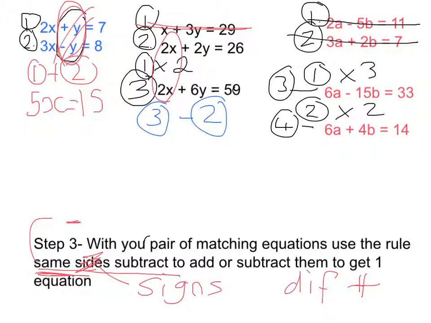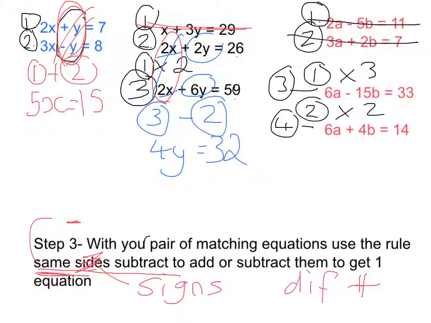So equation 3 take away equation 2. Well, 2x take away 2x cancels them out, 6y take away 2y gives me 4y, and 58 take away 26 will give me 32.